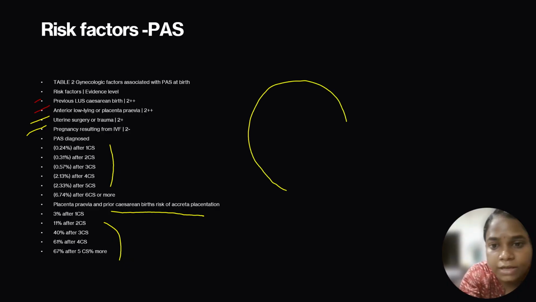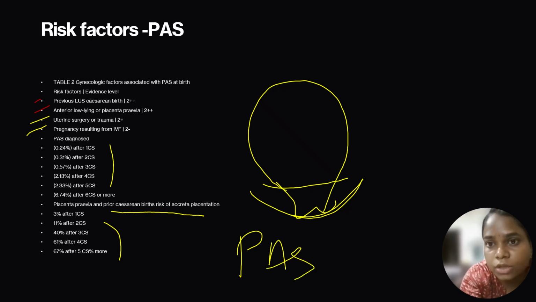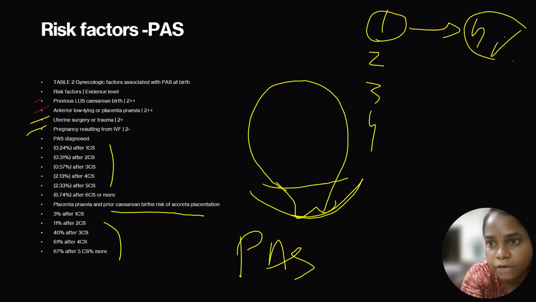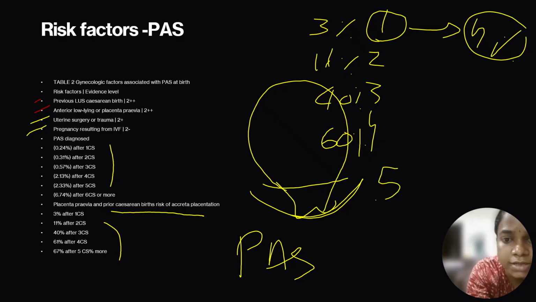So if there is a previous cesarean section and now she came with a second pregnancy, and on the scan there is placenta previa, how much is the percentage of this placenta previa becoming PAS? First I told you about the incidence of placenta previa; now the placenta previa is already confirmed. Now how much does this turn into accreta? They'll ask this. With 1 cesarean section it is 3%, 2 cesarean sections 11%, 3 cesarean sections 40%, 4 cesarean sections 61%, and 5 or more cesarean sections 67%.